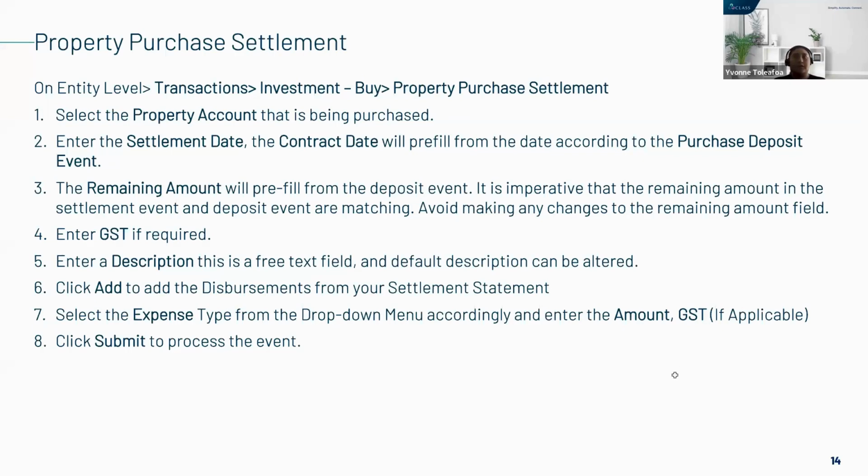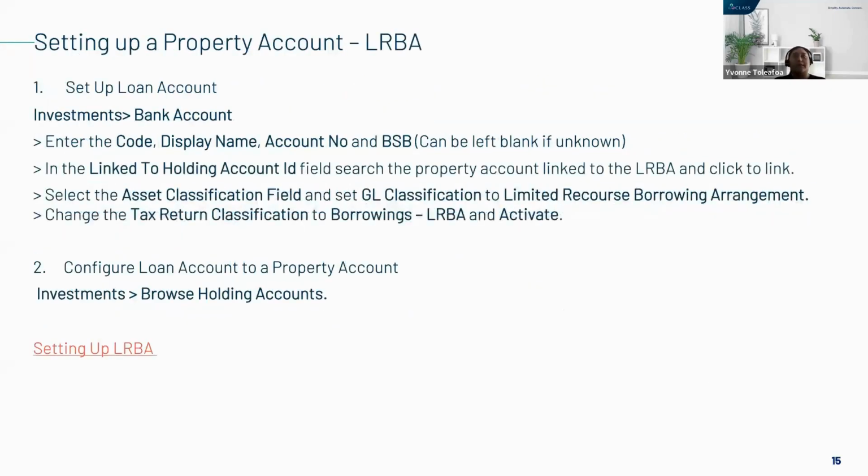Okay, now moving on to setting up an LRBA account. Including the slide of the steps to creating your account, you want to first activate the LRBA account and configure it, and then you can configure it to your property account. I'll also note that our recommended method tells you to set up a bank account. If your firm is using custom holding accounts, you can absolutely continue to use custom holding accounts. This is just our recommended method.